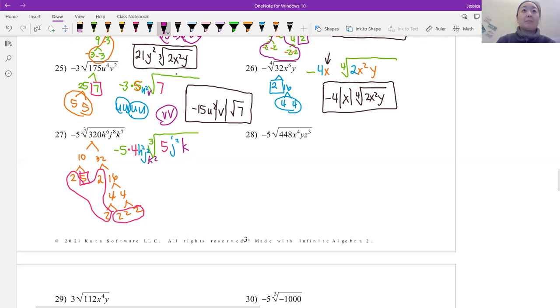And now we're going to clean this up because this looks kind of like a mess. So that's -5 times 4, which is -20. H squared, J squared, K squared. And then this is going to be the cube root of 5J squared K. All right, a lot of things going on. All right, let's take a look at this one.